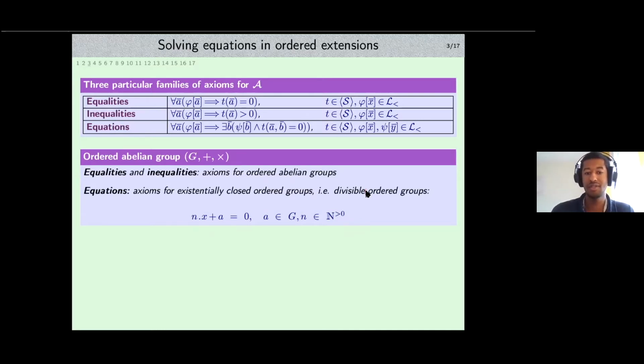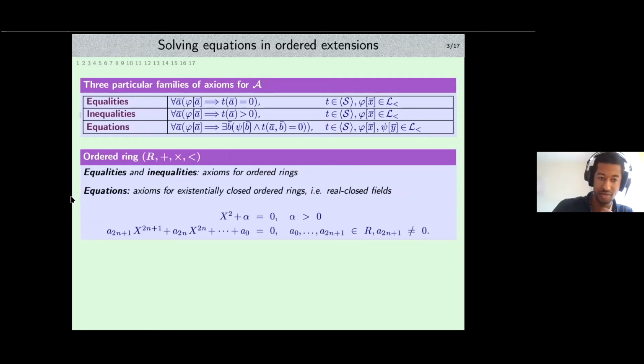And this is a nice closure property, because divisible ordered groups are what are called existentially closed ordered groups, meaning that if you extend a group into another group, and you have a term in the first group that is 0 in the second group, then it will be 0 in the first group.